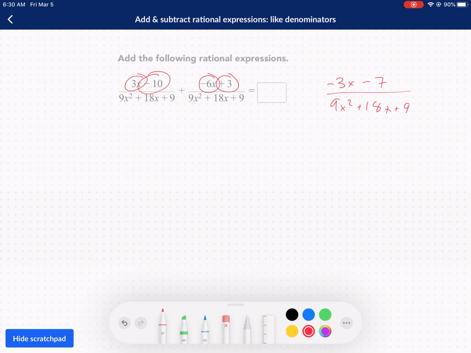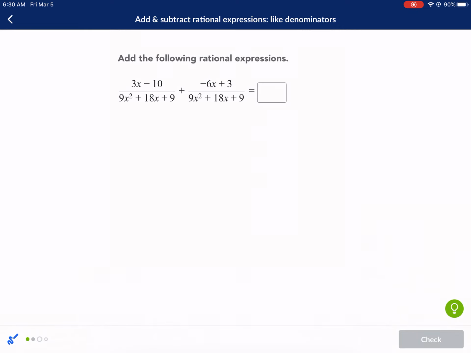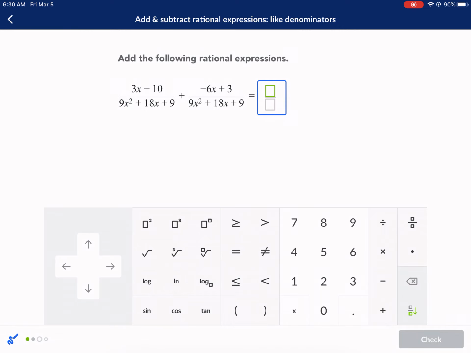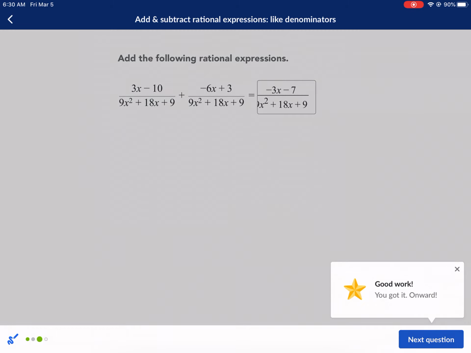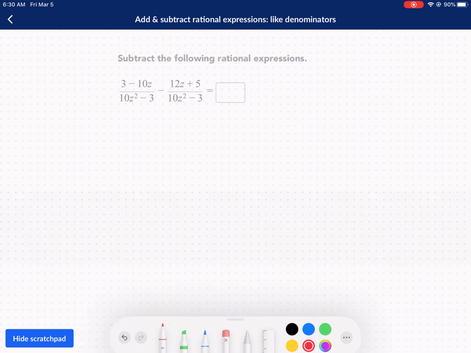So we're going to put in for our answer negative 3x minus 7 in the top. Negative 3x minus 7. And then in the bottom, we're just going to copy the denominator. That's exactly the same. Plus 18x plus 9. Check it. All right, good. That's all I wanted. All right, subtraction.